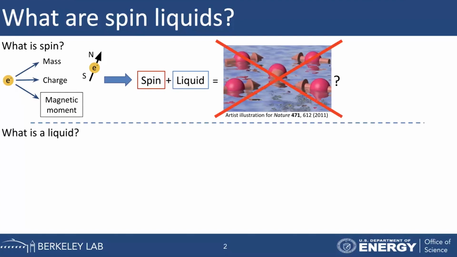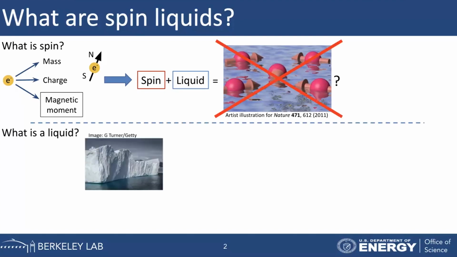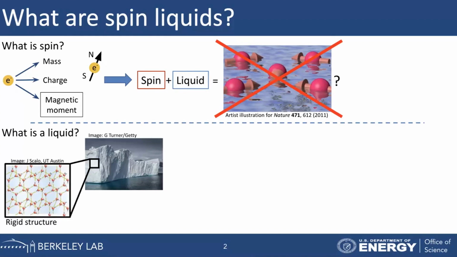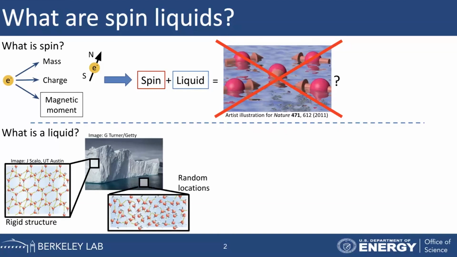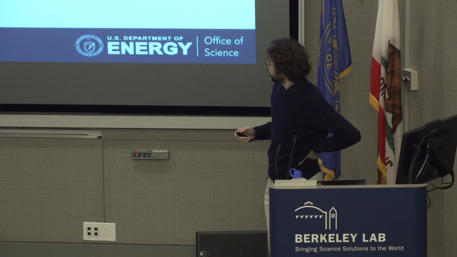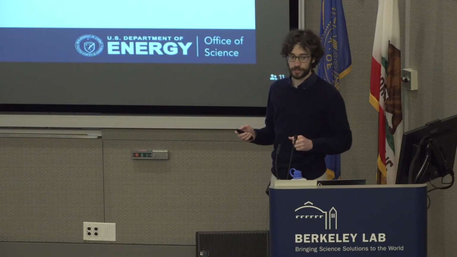Imagine that we have, let's say, water again, and it can be in a liquid or a solid form. The difference between these is that in a solid, we have this rigid crystal structure where all of the water molecules are in fixed locations and with fixed rotations. On the other hand, in liquid water, we actually have the water molecules at random locations and with random rotations. So we can have an analogy for these electron spins.